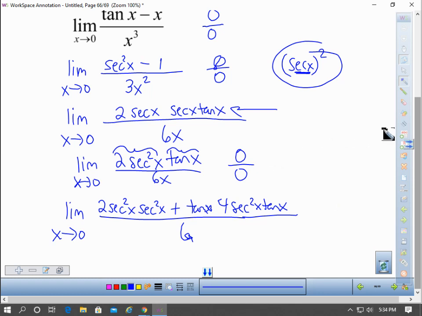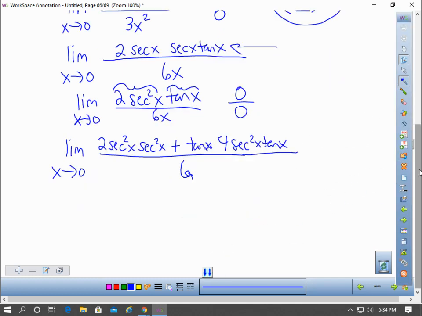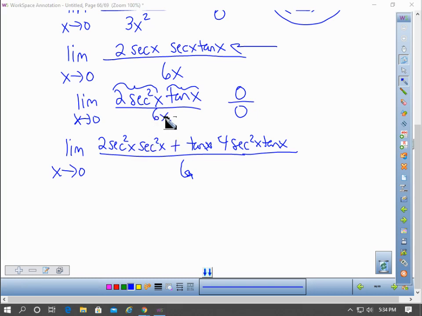All righty. So now let's see what happens. I'm not going to get 0 on the bottom anymore, right? Because the derivative of 6x is 6. So I'm not going to get 0 over 0 any longer. So this should be the end of the deal.